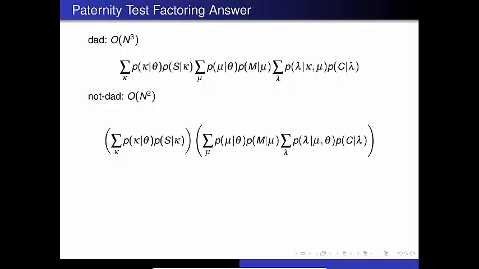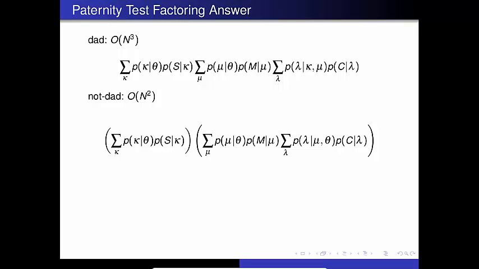Hopefully by now, writing out a joint probability from the information graph structure should be more or less a matter of just following the edges that your information graph has. In our DAD model, we're summing over all of our hidden variables, kappa, mu, and lambda.